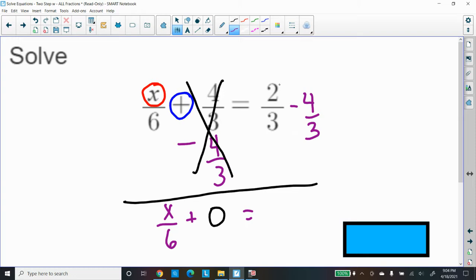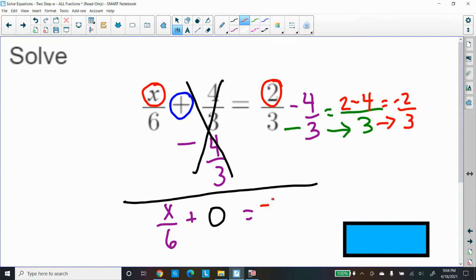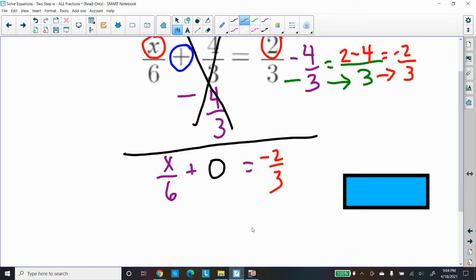And on this side, I have 2/3 minus 4/3. If you remember how to subtract fractions, you have to have the same denominator. The denominator is the same, so it stays the same. And now the numerators, we have to subtract. 2 minus 4 gives us -2. And our denominator will stay 3. So this is equal to -2/3. Let me rewrite it because I don't need the 0 there. So I have x over 6 equals -2/3.